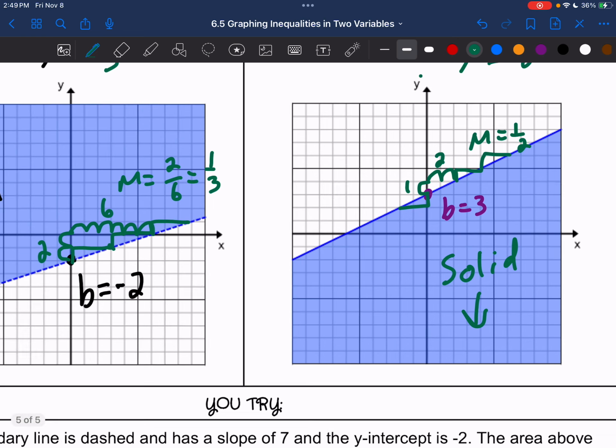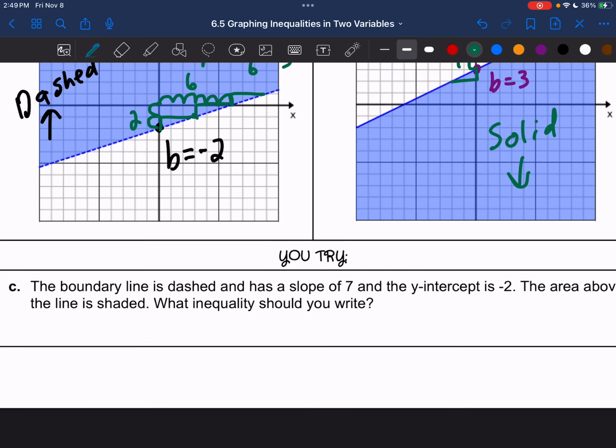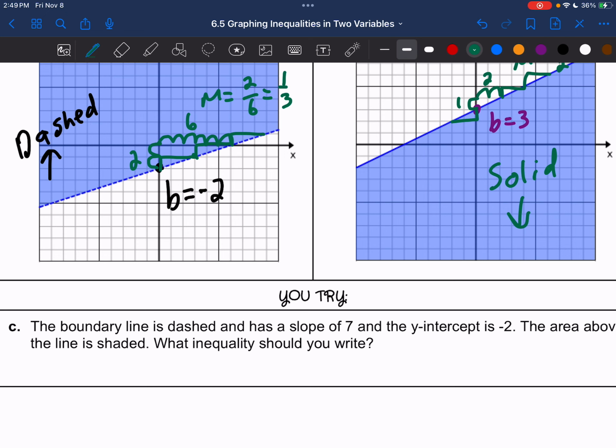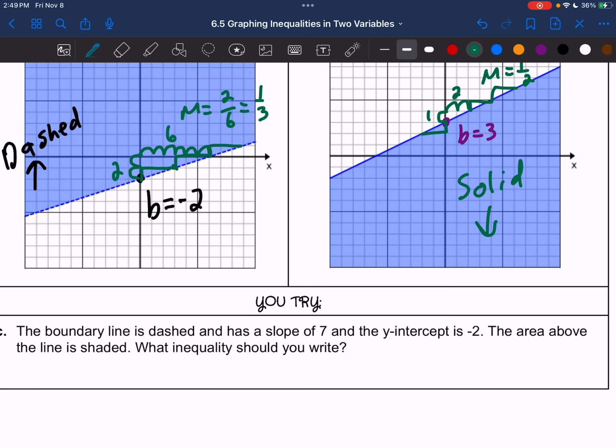All right, there is a Try problem down at the bottom here. The boundary line is dashed and has a slope of 7 and a y-intercept of -2. The area above the line is shaded. What inequality should you write? 30 seconds, go.